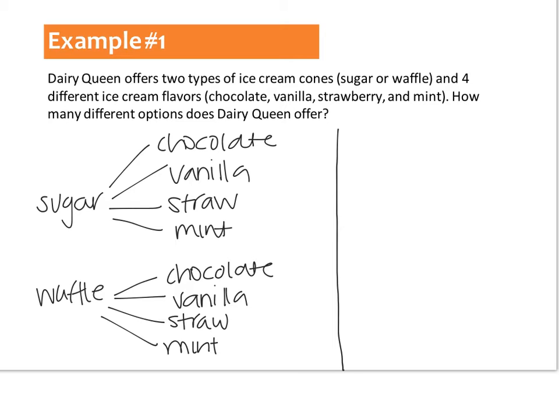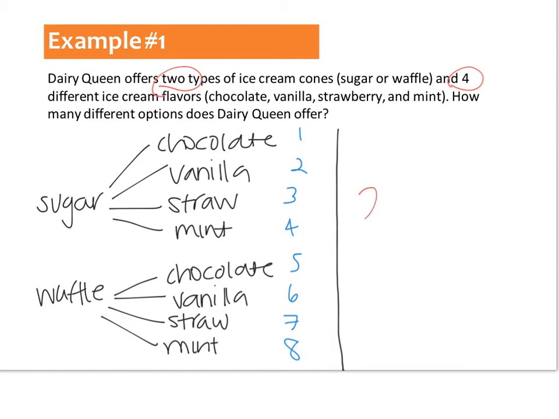Now, we have 2 different options in terms of cones and 4 different options in terms of ice cream flavors. So now when I look at it, I have 1, 2, 3, 4, 5, 6, 7, 8 different combination options that I could have at Dairy Queen. So I could have a sugar chocolate cone, I could have a sugar mint cone, I could have a waffle vanilla cone, I could have a waffle chocolate cone. Overall, there are 8 different combinations of cones that I could have. Now, the way to do this through multiplication is I take all of the different options I have.